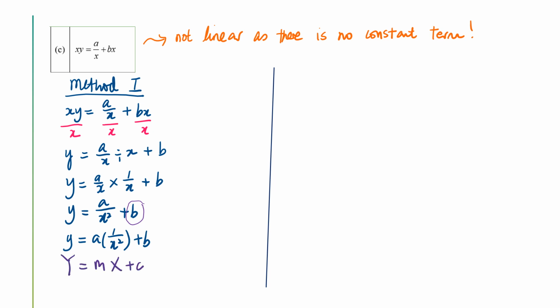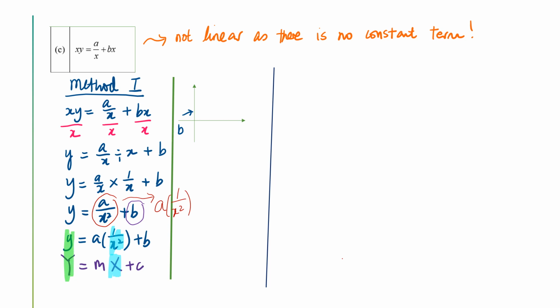If you were to observe, the m is the gradient, which is the coefficient of x. Hence, what you need to do is rewrite it such that a is clearly observed as the coefficient of 1 over x squared. So in this case, if you're going to draw a sketch graphically, then the x-axis will be labeled 1 over x squared, and the y-axis will be labeled as the lowercase y.